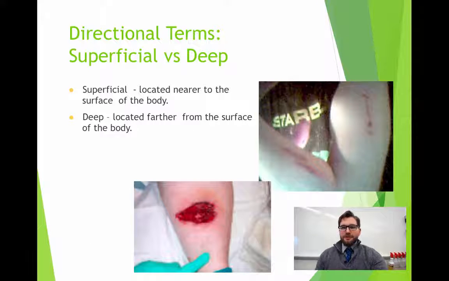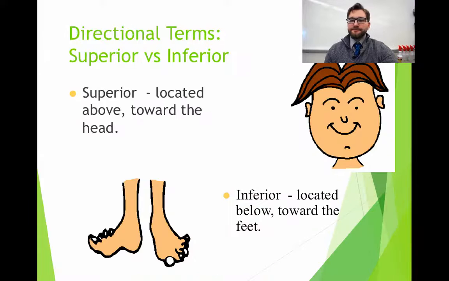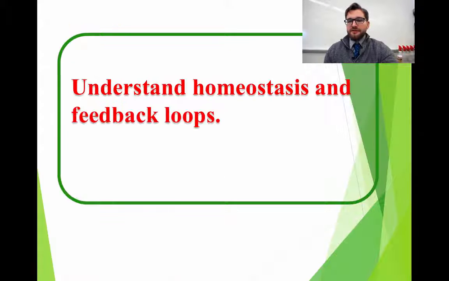Superficial versus deep. Anytime we have a superficial cut, it would be right at the surface. A deep cut would be much deeper into the skin, even all the way in towards the bone or into the muscle. So superficial is located near to the surface of the body. Deep is farther from the surface of the body. Superior and inferior. Superior is located above or towards the head. Inferior is located below or towards the feet.